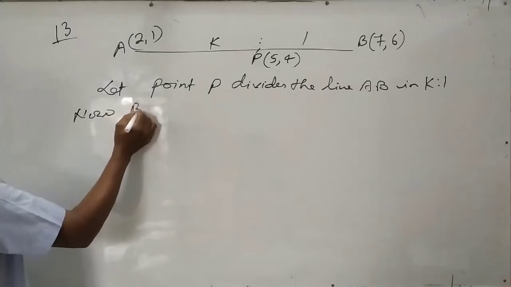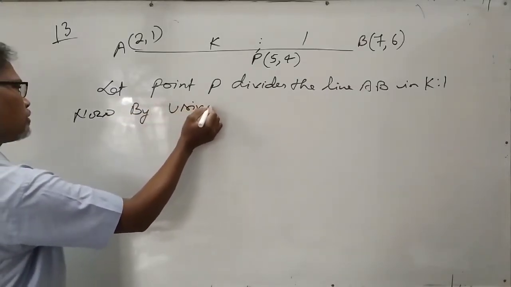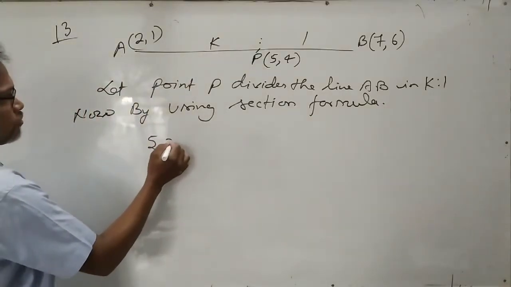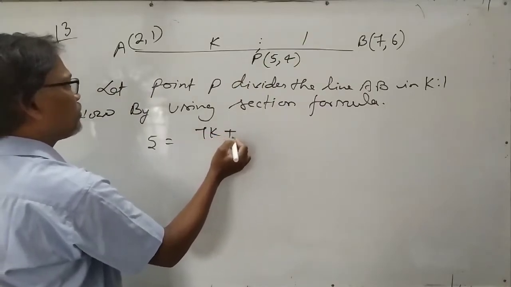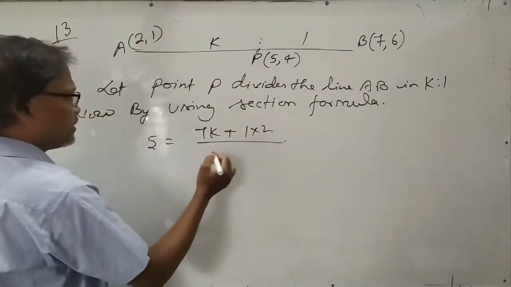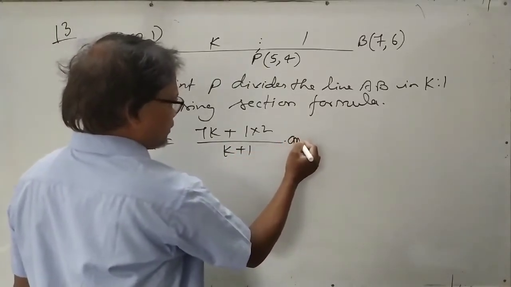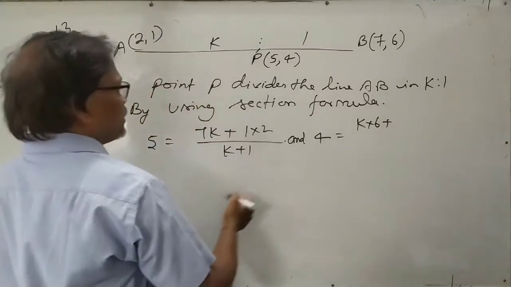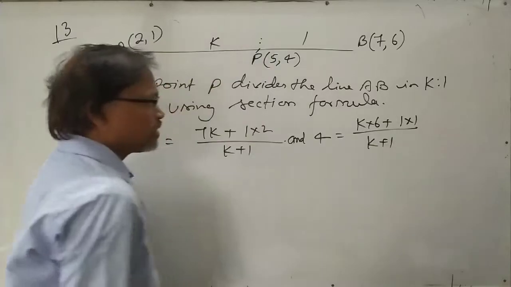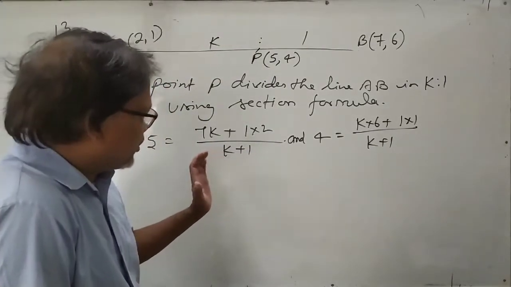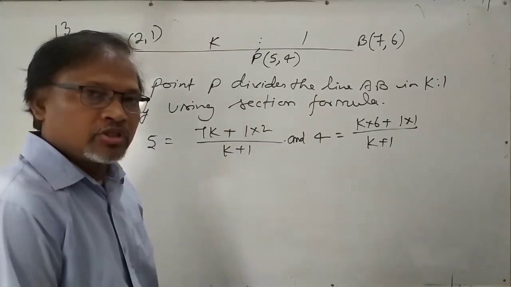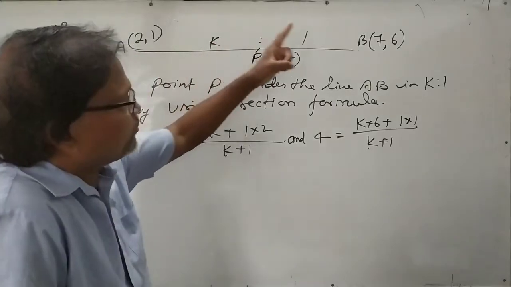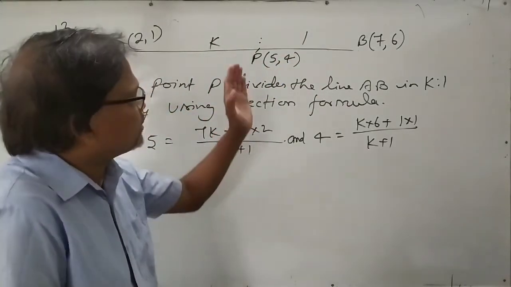Then find the value of K by using the section formula. So 5 is equal to K into 7 plus 1 into 2 divided by K plus 1, and for y, 4 is equal to K into 6 plus 1 into 1 divided by K plus 1. Do you think the values of K from both equations will be different? No. You will get the same value of K. Only if the same values are obtained will this point divide the line in these 2 parts, otherwise it will not divide.